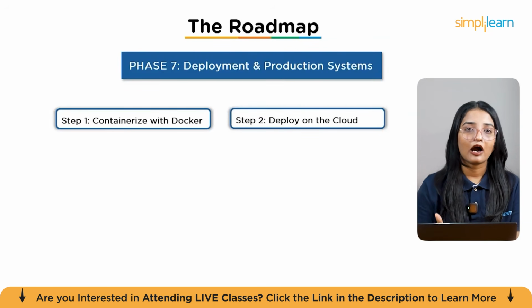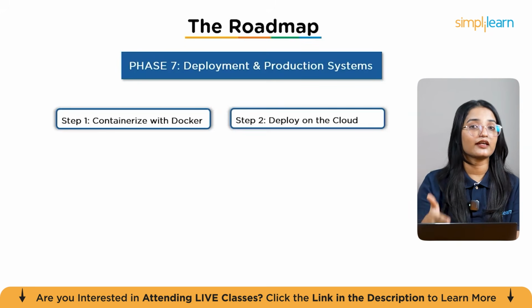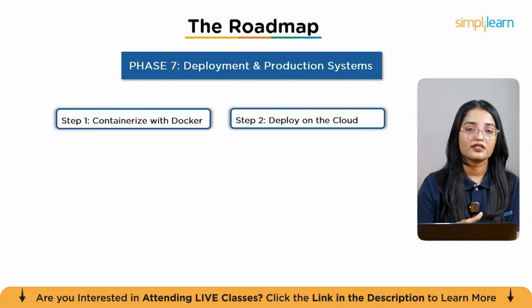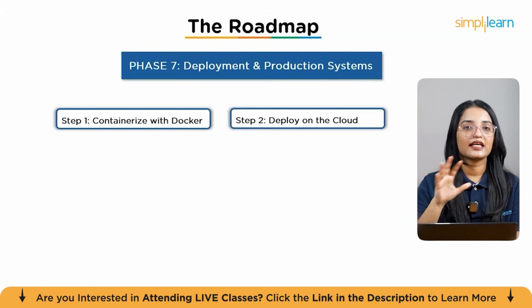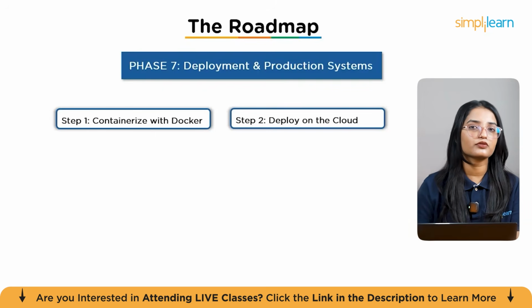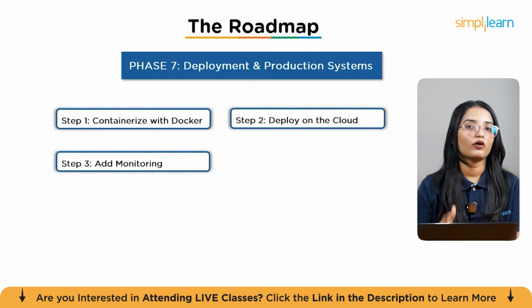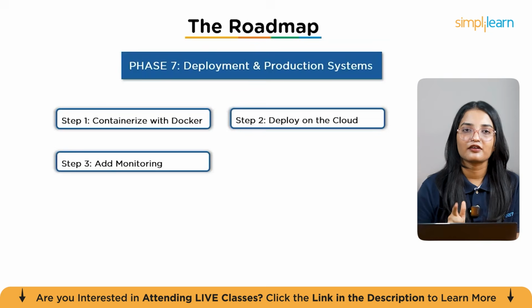That home is the cloud platform like AWS, Azure, and Google Cloud, which will allow your system to run 24/7, scale automatically, handle thousands of users, and store logs and data. Next is adding monitoring. Now imagine your agent stops responding at 2 a.m. How would you know? This is where monitoring is critical.